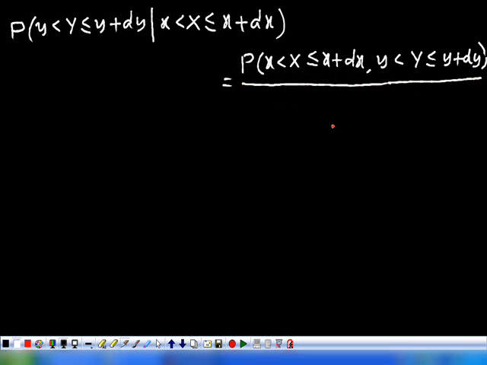Because the intersection operation is commutative, the probability of A intersection B is equivalent to the probability of B intersection A. Actually, we have to write this as the probability of y less than or equivalent to y plus dy, comma x less than or equivalent to x plus dx. That can be written in this form, divided by the probability of x less than or equivalent to x plus dx.